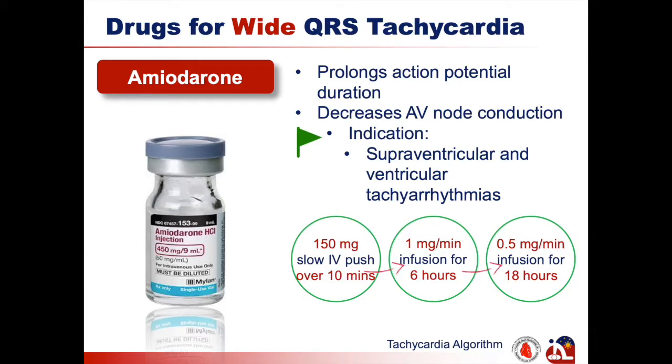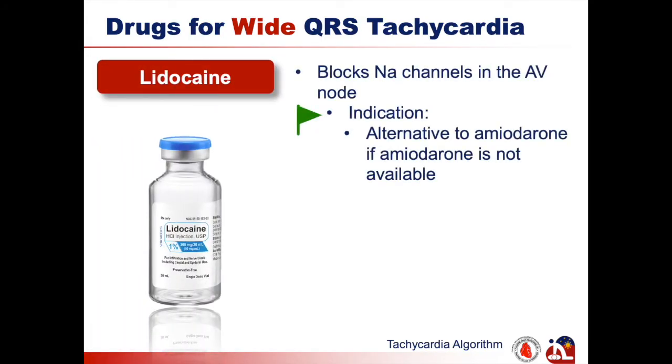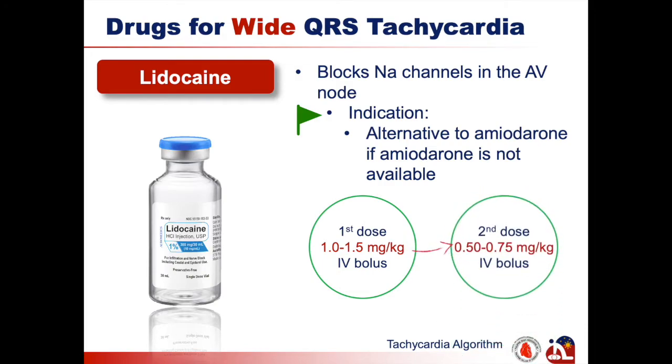You can also use lidocaine, that is a sodium channel blocker. It can be used as an alternative to amiodarone if the latter is not available. You give this drug at 1 to 1.5 mg per kilogram IV bolus. A second dose can also be given at 0.5 to 0.75 mg per kilogram IV bolus.